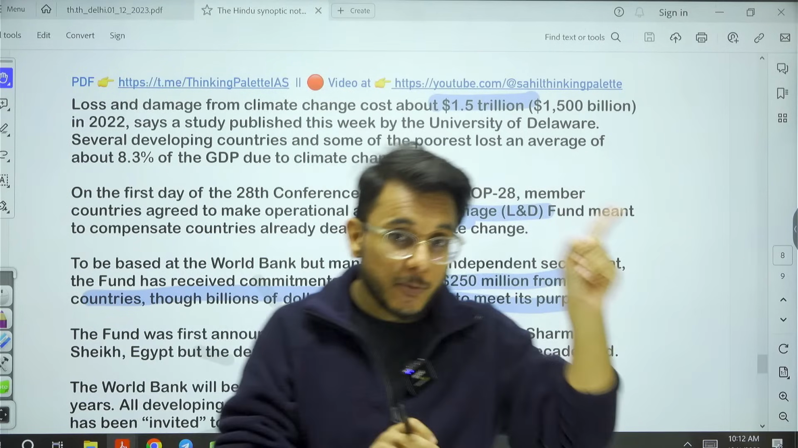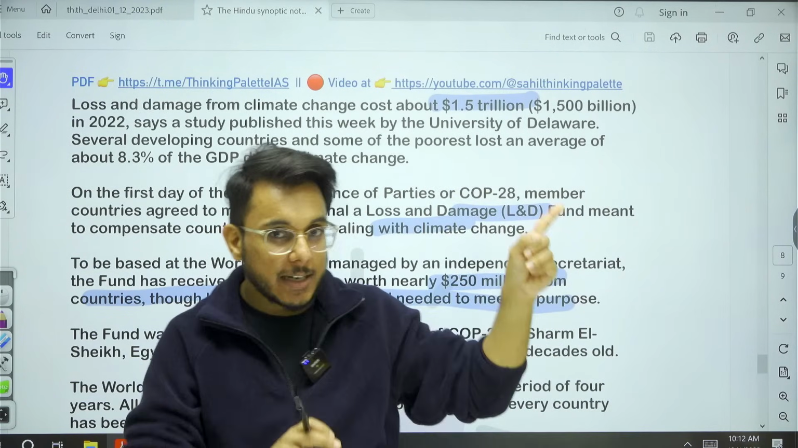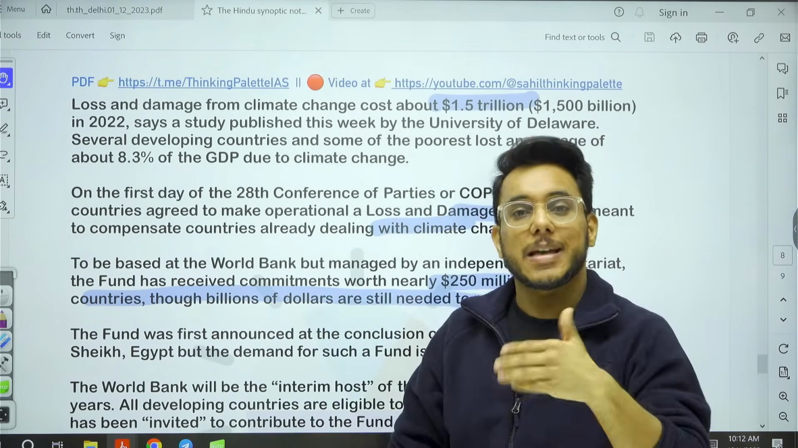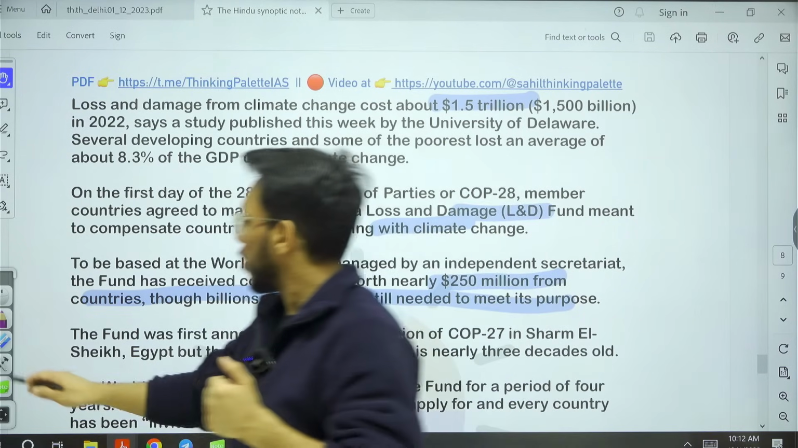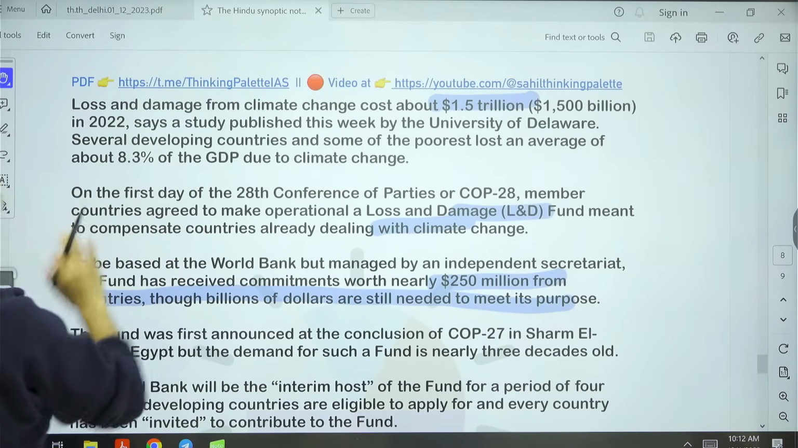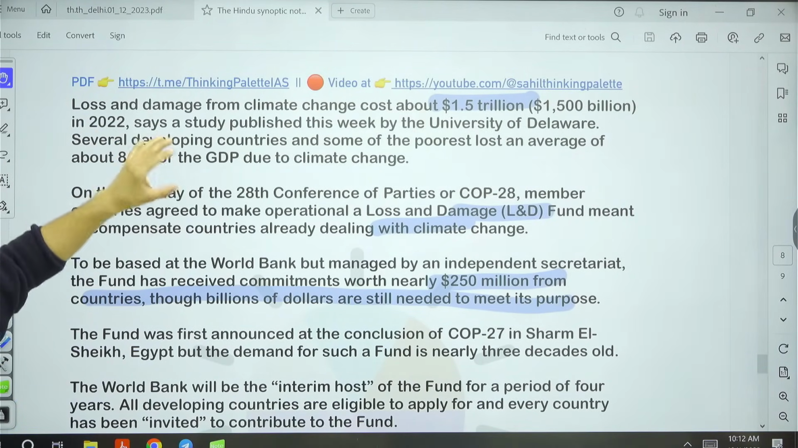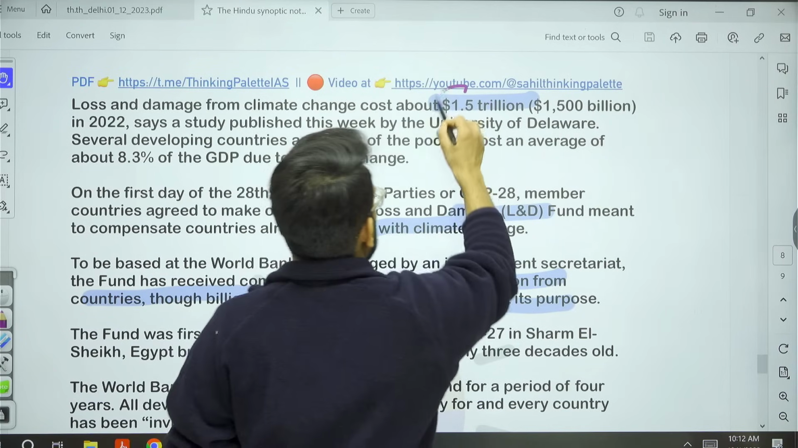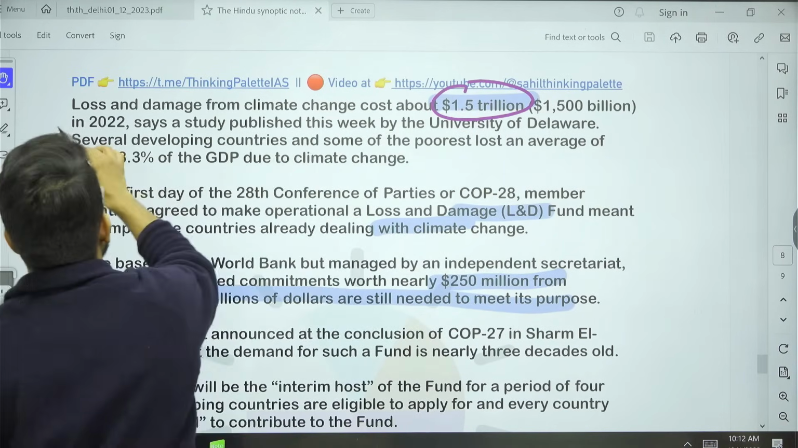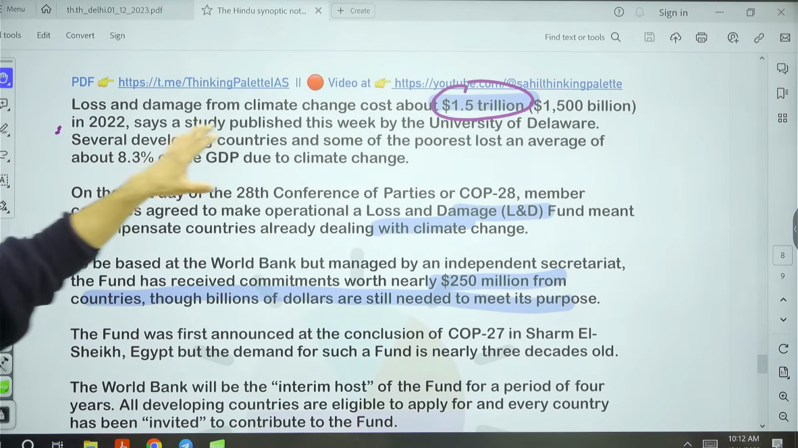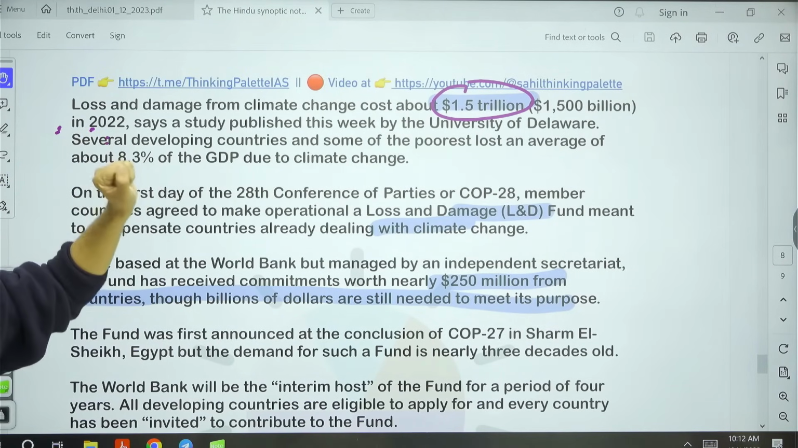Now this is different from the mitigation fund. Actually, this loss and damage fund was agreed last year in Egypt. Now, when we talk about the loss and damage from climate change, it is estimated that losses will be $1.5 trillion. Climate change cost about $1.5 trillion in 2022 alone.